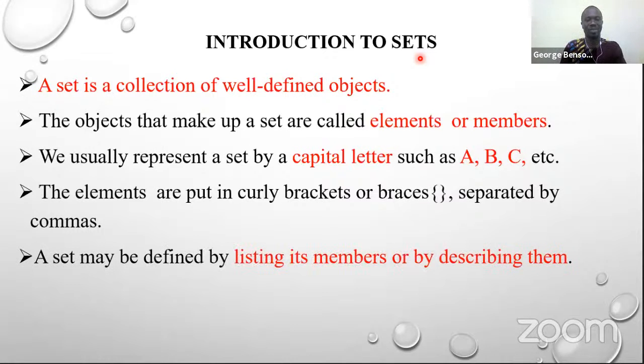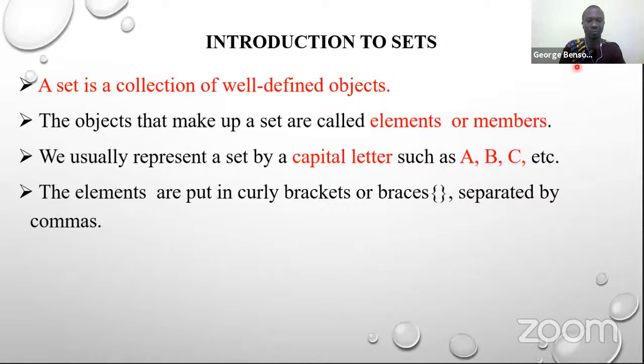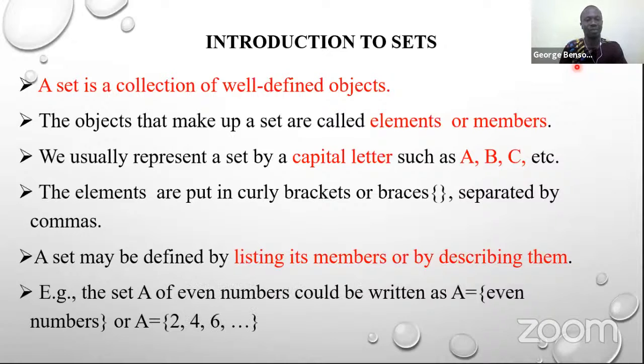So a set may be defined by listing its members or describing them. If I want to define a set, I will either list the members or describe them. For example, if the set I'm describing is the set A of even numbers, then I could write A equals, open bracket, even numbers, or A equals 2, 4, 6, 8. So either I am doing a listing or I'm doing a describing. Whatever the case, it is accepted.